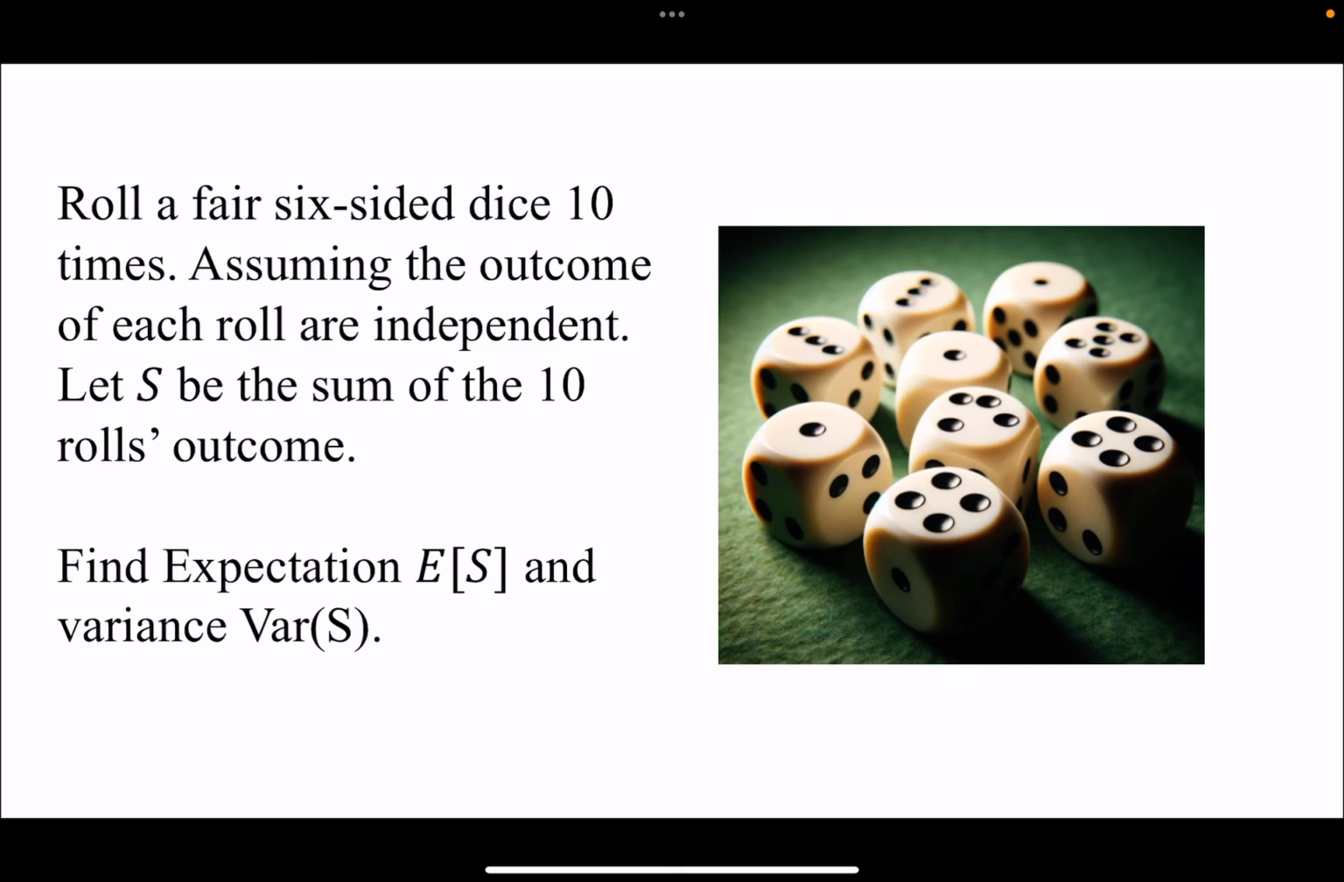Okay, now let's look at this question. Roll a fair 6-sided dice 10 times, assuming the outcome of each roll is independent. Let X be the sum of the 10 rolls' outcomes. We want to find the expectation of X and the variance of X. Let's see how to solve this question.